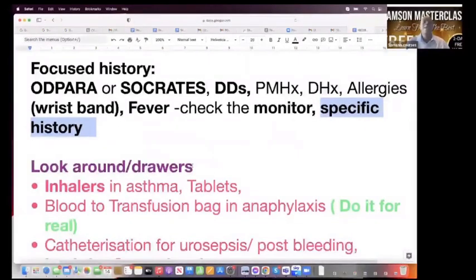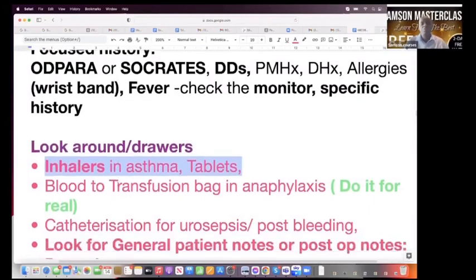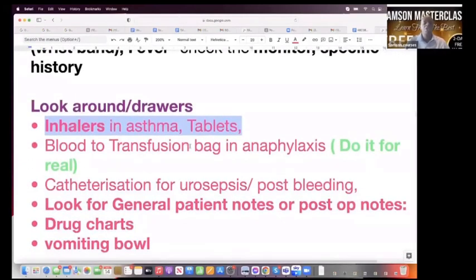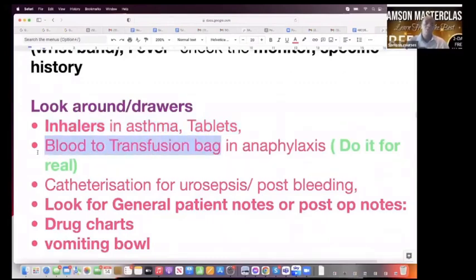You have to look around because you may see some equipment, for example, the medications of the patient. Are there any inhalers, tablets, steroids around the patient? If you see them, you don't just look at them and say, okay, they are his medication. Ask them: are these your inhalers? Yes. Do you take any other medication other than this? If it is a blood transfusion reaction, what you may find is a blood transfusion bag, and the patient is on it.